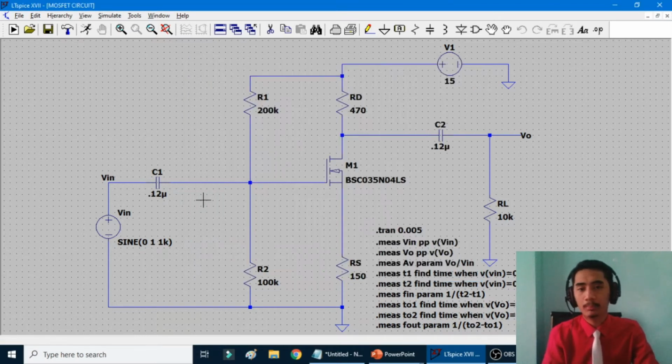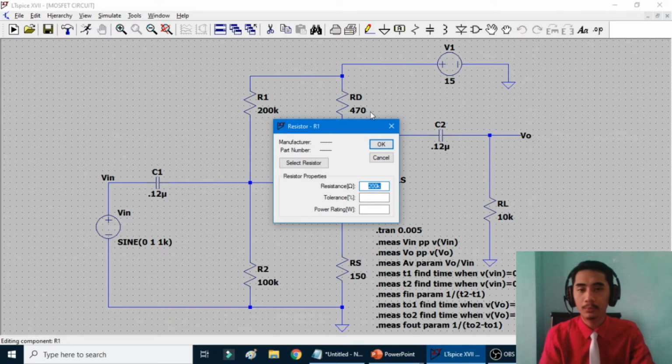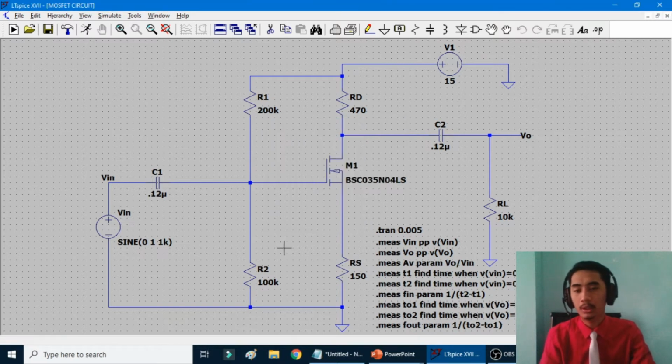We also have two capacitors for the circuit, where both have the value of 0.12 microfarad. For the first two resistors, for R1 we have an input of 200k ohms, and for R2 it has a 100k ohms resistance. We also have the RD, RS, and RL. For RD we have 470 ohms, RS has 150 ohms, and RL has an input resistance of 10k ohms.